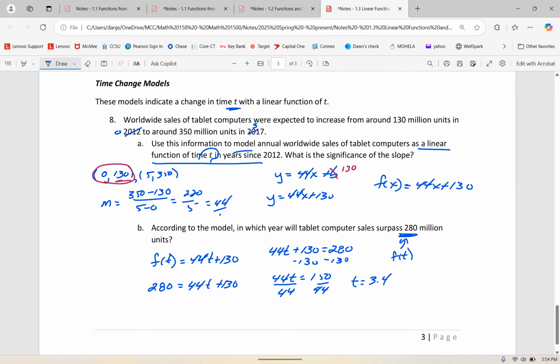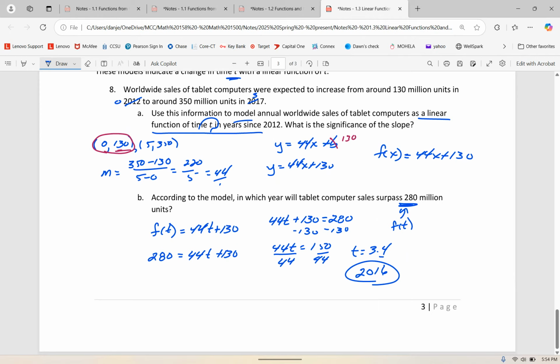Now that's 3.4 years after 2012. That's 40% of the way through the 4th year after 2012. So that would be sometime during the year 2016. All right. So there's a little bit of working with linear functions, modeling data using linear functions.